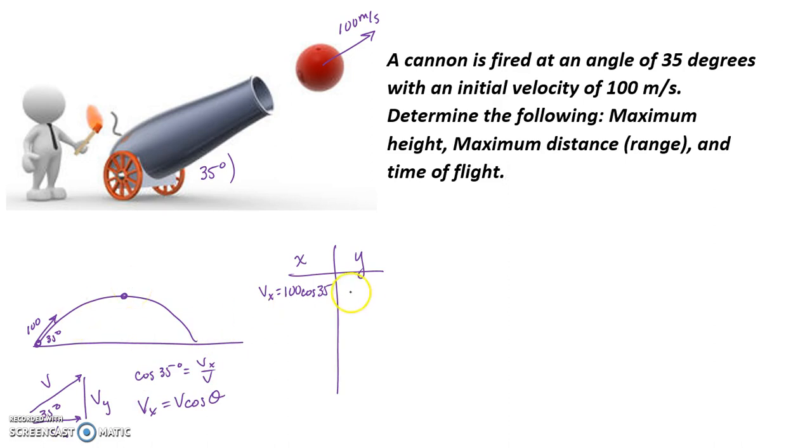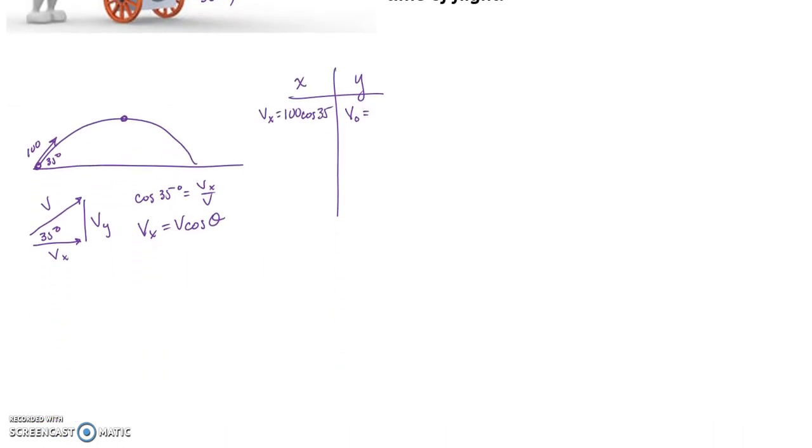That's all I'm given. But in the y-plane, I can find the initial velocity the exact same way, except here we're going to look at the y piece, and the y piece is opposite the angle. So this is going to be using sine. Sine of the angle is equal to the y component divided by the hypotenuse. Multiply both sides by V, and I get the universal Vy equals V sine of theta.